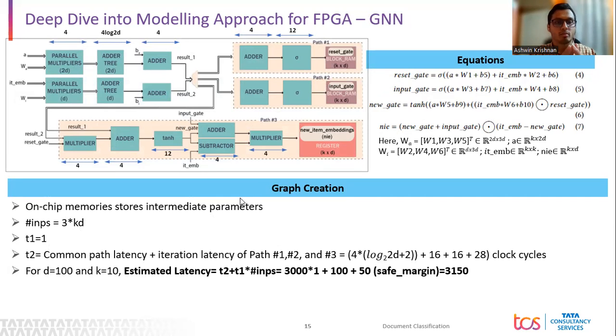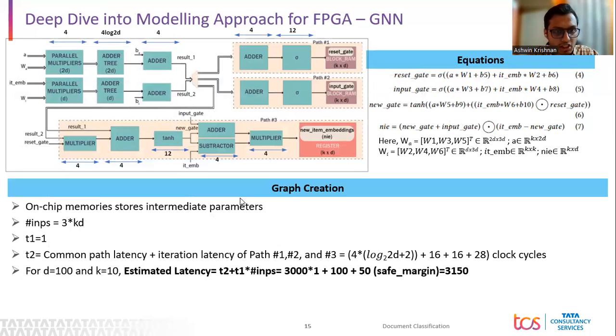So what we do, while modeling, is reutilize this set of resources for all 3 parts, all 3 equations, namely 4, 5, and 6. Here, the only difference is that the number of inputs will increase. For example, if we were to implement all these equations in parallel, the number of inputs would be k into d. But since the resources are shared, the overall inputs will be 3 into k into d, kd being the number of inputs for each of these paths.